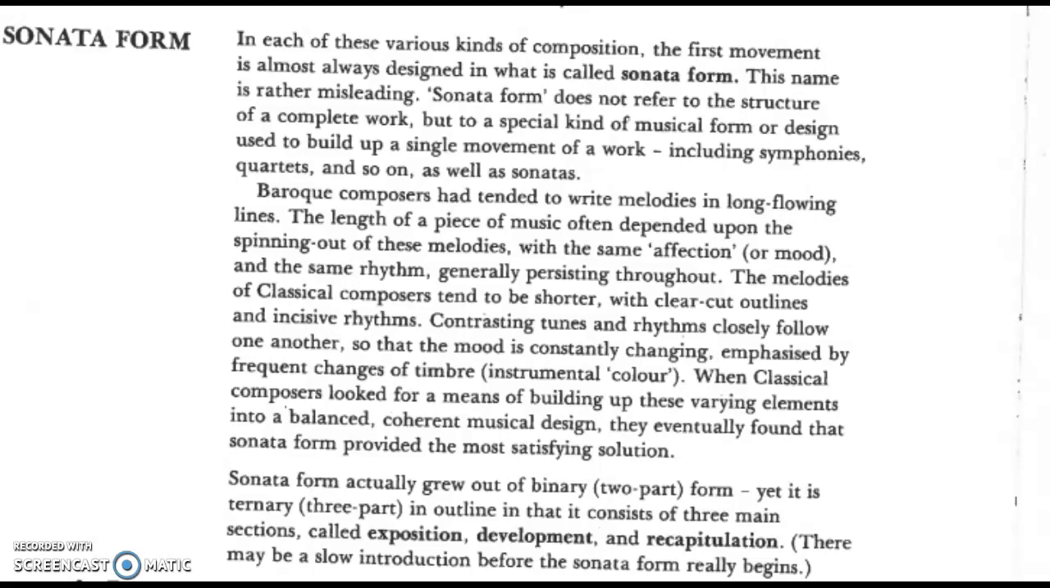When classical composers looked for a means of building up these varying elements into a balanced, coherent musical design, they eventually found that sonata form provided the most satisfying solution. Sonata form grew out of the binary form, AB, but it is ternary, three-part, in outline, in that it consists of three main sections: the exposition, the development, and the recapitulation. There may be a slow introduction before the sonata form really begins.